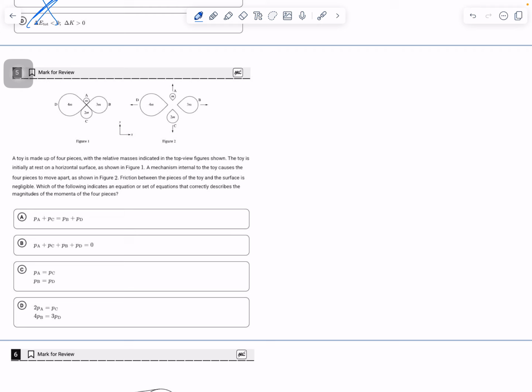Okay, so we know that momentum px is conserved, and so that means that pD has got to equal pB, and then py is conserved, so that means PA is equal to PC. So we just need to find those equations.